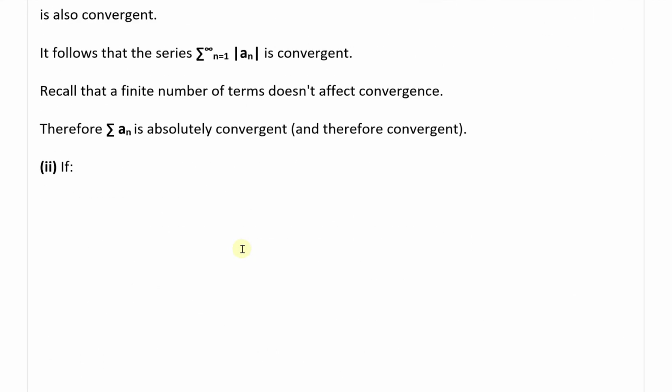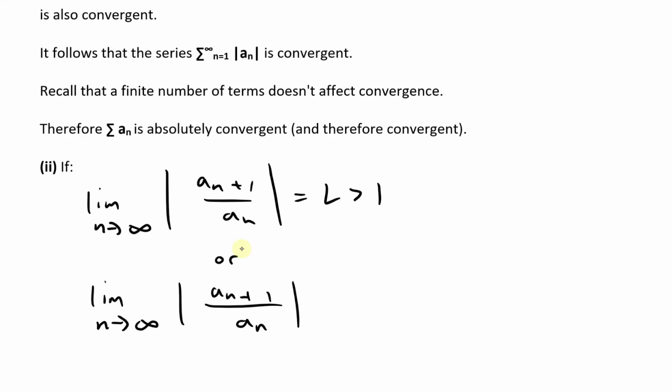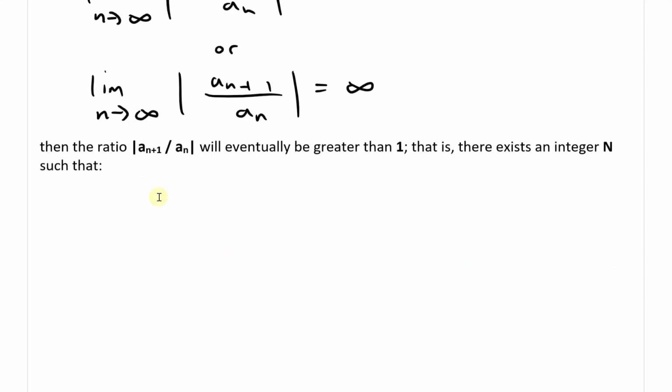So let's write that down again. If we have the limit as n approaches infinity of the absolute value of the ratio an plus 1 over an equal to L greater than 1, or the limit as n approaches infinity of the absolute value of an plus 1 over an equal to infinity, then what this means is that the ratio will eventually be greater than 1. That is, there exists an integer capital N. Again, my calculus book uses this all the time. It just stems from the precise definition of limits, and it's very interesting.